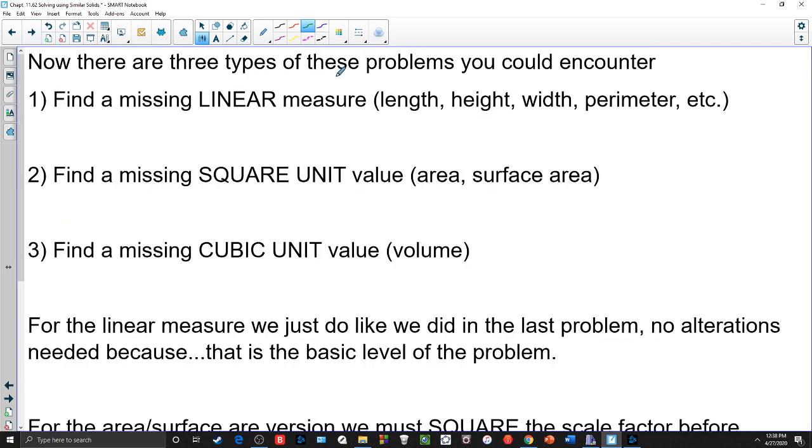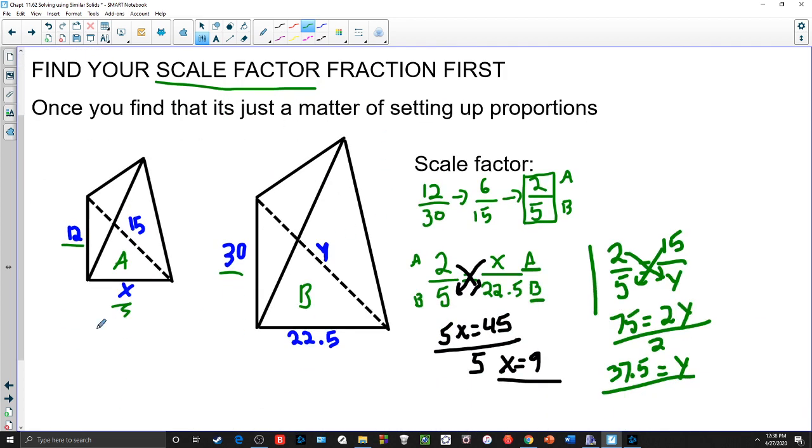Now, what you'll be asked to do is this not just for linear segments, but also areas and volumes. And luckily, it doesn't really change that much. So if you want to find the missing linear segment, which is a length, a height, a width, a perimeter, all those, you do what we just did. So this is the example of finding a linear segment, because these are all linear segments.